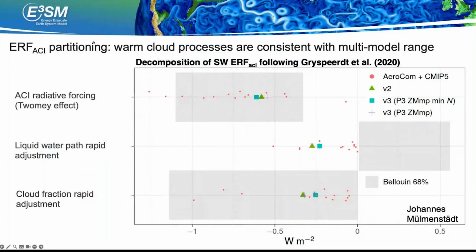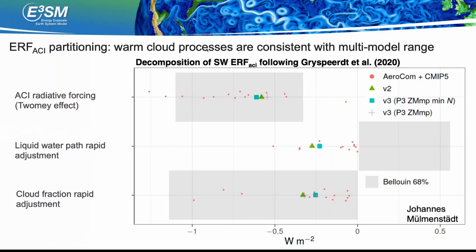So another thing that we looked at then as well was the partitioning of the aerosol effective radiative forcing into three mechanistic components: the Twomey effect, which is the direct effect of cloud brightening due to having more cloud droplets, and the effect of changes, which we call adjustments, to the liquid water path and to the cloud fraction. These calculations were done by Johannes, and they compare version 2, version 3, and a number of models from previous model intercomparisons, as well as the community-assessed ranges from Bellouin et al.